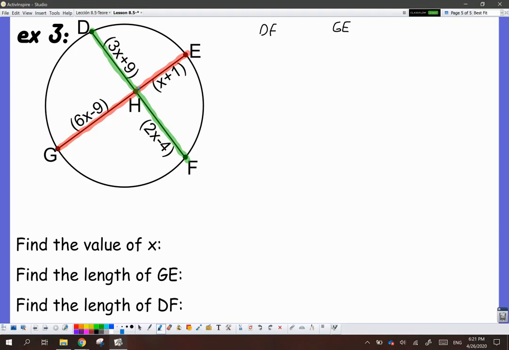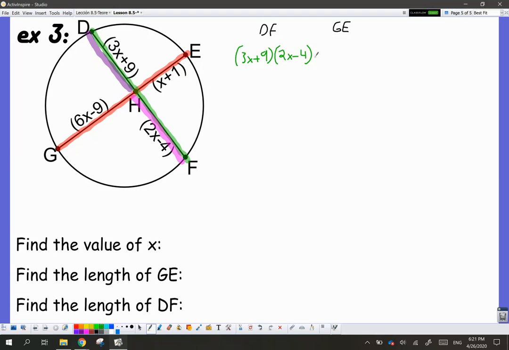and my point of intersection is H. So from D to H, I have 3x plus 9, and from H to F, now I'll use pink there, I have 2x minus 4. So if I write that out, we have 3x plus 9 times 2x minus 4. Now you see how I put the two expressions back to back. No plus, minus, or divide sign in between them because we know we're multiplying these.